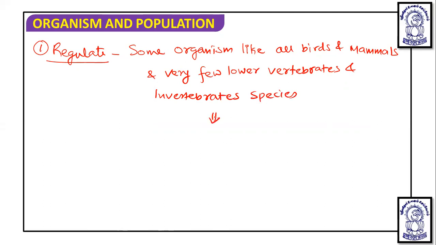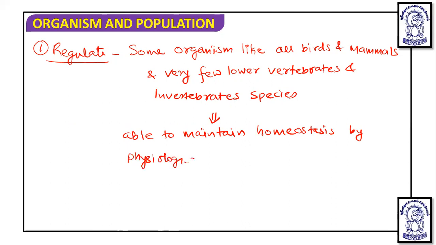So some organisms, like all birds and mammals and very few vertebrates, are able to maintain homeostasis by physiological as well as behavioral means.